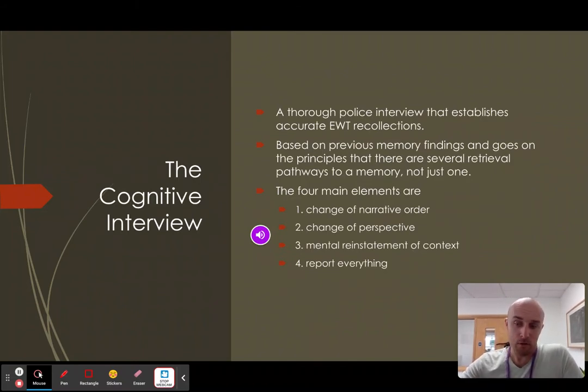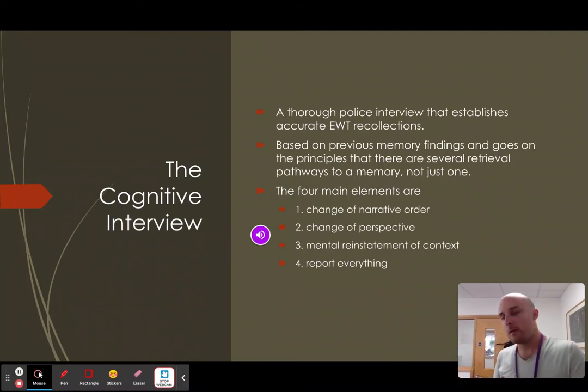This is an interview, obviously, that is conducted by the police in order to elicit accurate recollections from witnesses, for example. As it says there, it is based on previous memory findings, and goes on the principle, and this is quite an important part actually, that there are several routes into a memory, not just one. So it's not as simple as asking someone, "Oh, what happened?" There are different ways to elicit memory based on memory findings previously, and the four main elements.